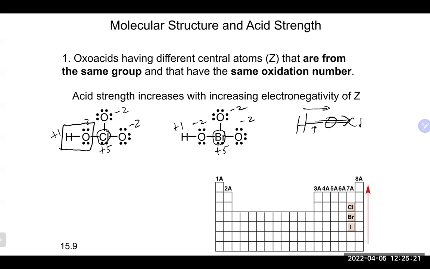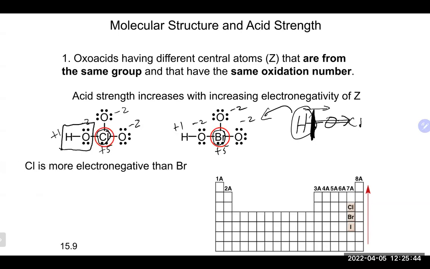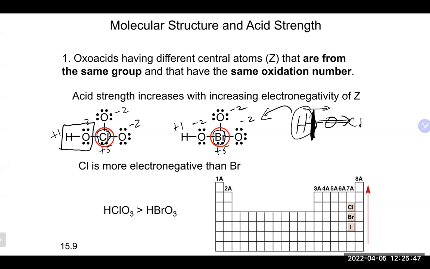And what that's going to essentially do is continue to weaken this bond a lot more, and it's going to allow that hydrogen basically to come off a lot easier. So because chlorine is more electronegative than bromine in this case, the HClO3 over here would actually be the stronger acid than the HBrO3 in this particular case. Any questions on that?